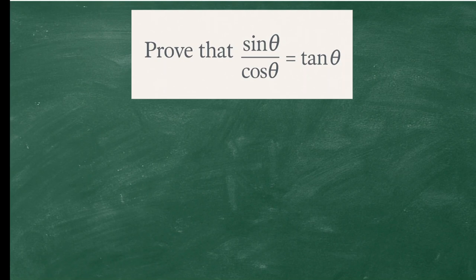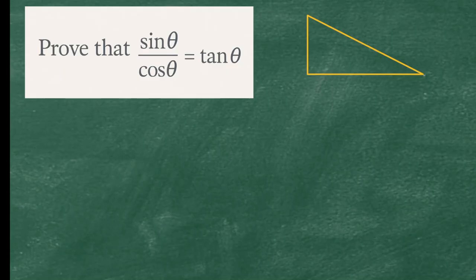In this video series, we are going to quickly discuss some possible exam questions they ask in GCSE and IGCSE Maths as proof questions. There are some common questions that you always get, so we're just going to quickly discuss some of these. Here's the first one. Prove that sine theta divided by cos theta is equal to tan theta.